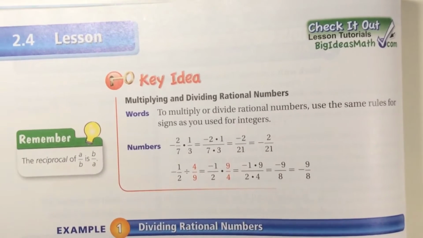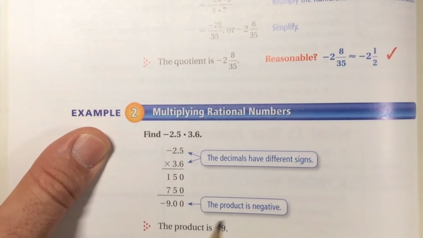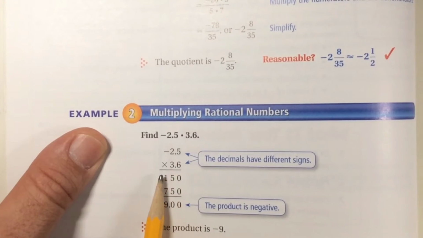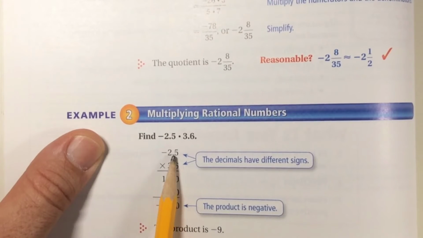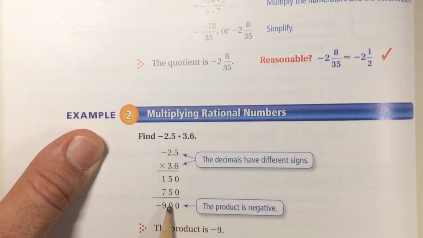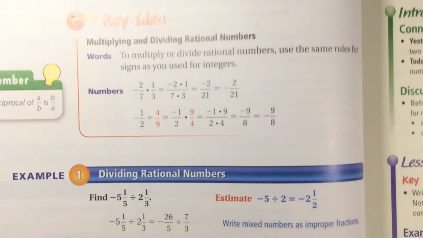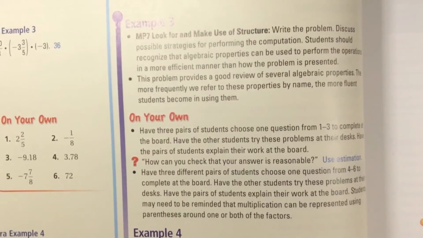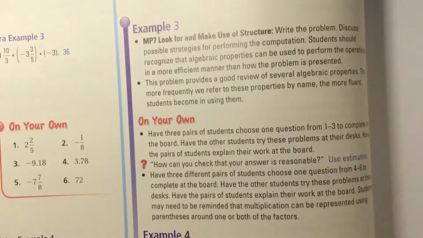Remember that when we're multiplying with decimals, you multiply as if the decimals were not there. And then when you're all done, 2 numbers behind the decimal in the problem means you'll have 2 numbers behind the decimal in the answer. That's pretty much it. Go to the practice problems.